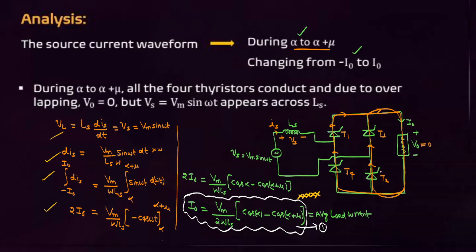This formula is only for the full wave rectifier. The average load current, this formula you have to concentrate on. I naught equals Vm by 2 omega Ls into cos alpha minus cos of alpha plus mu. This is the average load current formula. This is the first formula you have to remember.